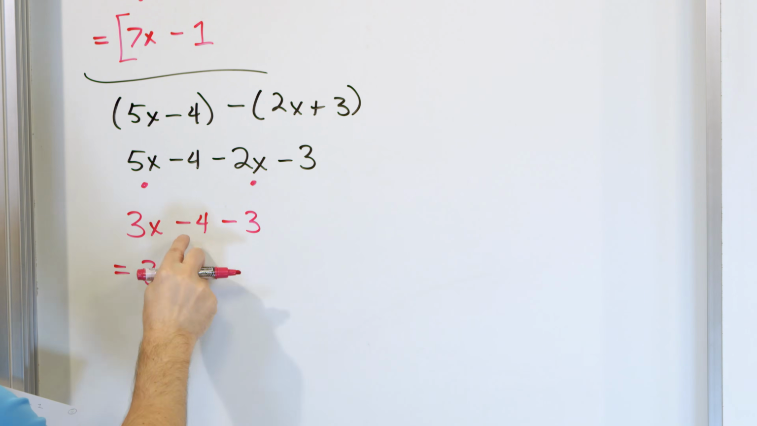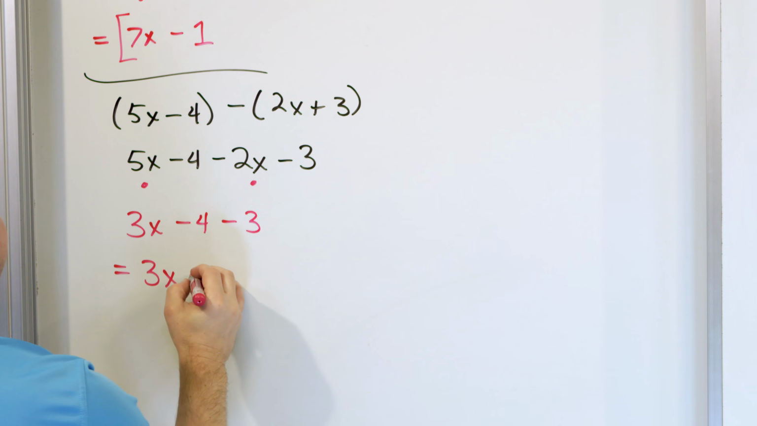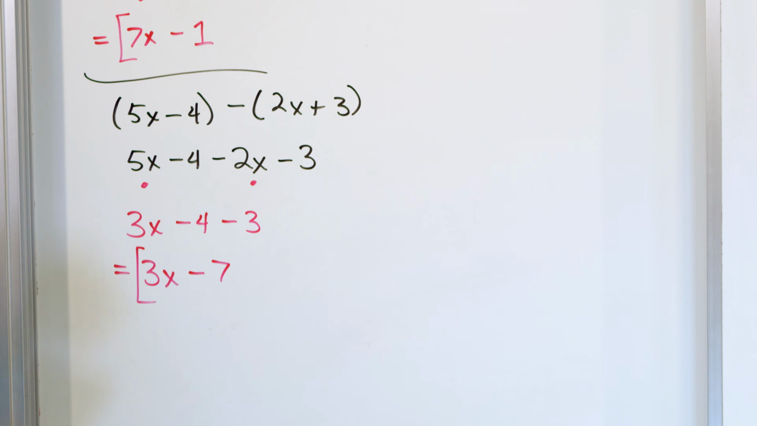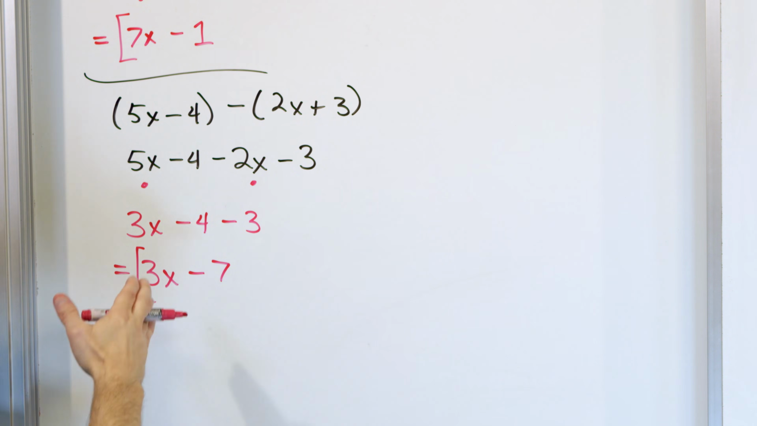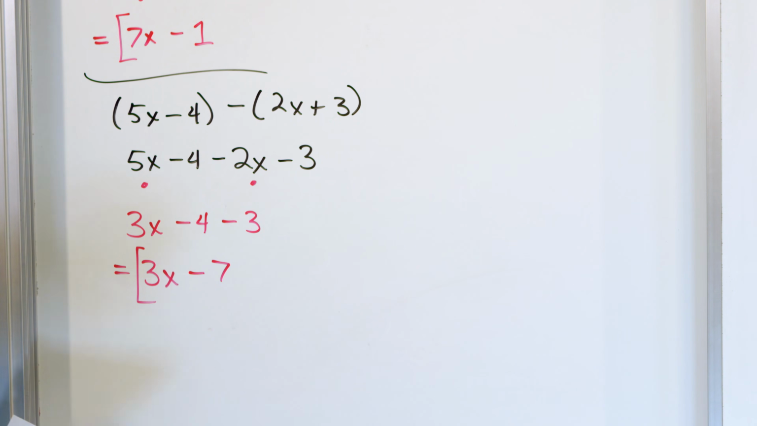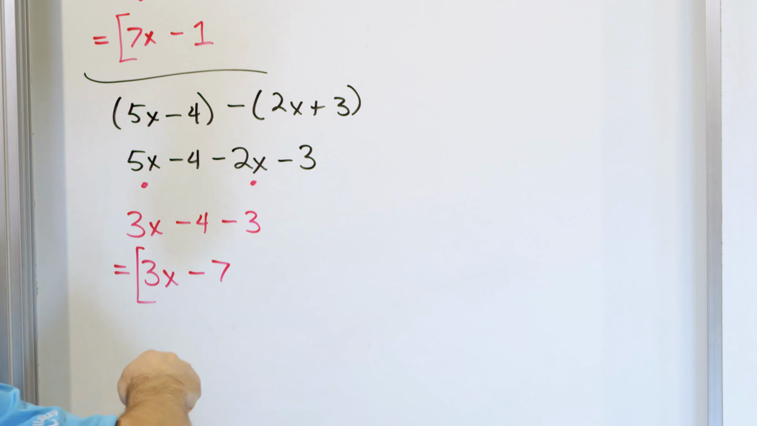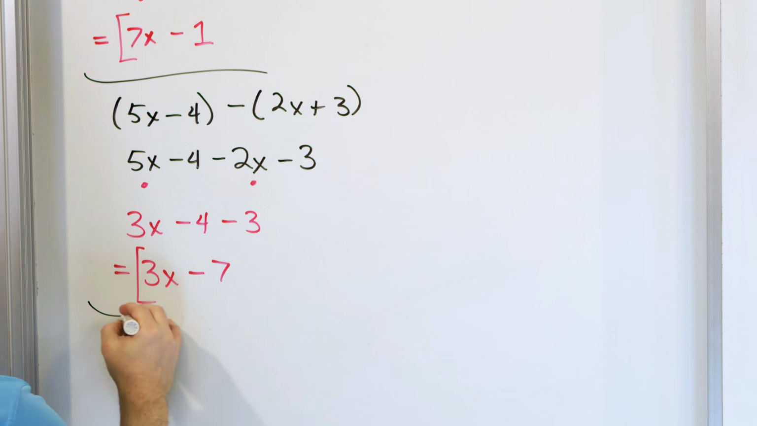I have 3x. What's negative 4 minus 3 is negative 7. So it's 3x minus 7. That's the final answer. So you look for x terms that match, and then you look for the numbers that match, and pretty much we're going to be doing the same thing over and over again. No real difference. Let's take a look at the next one.